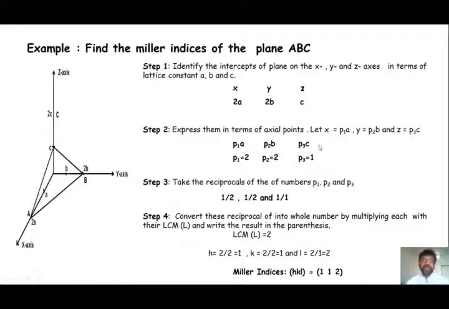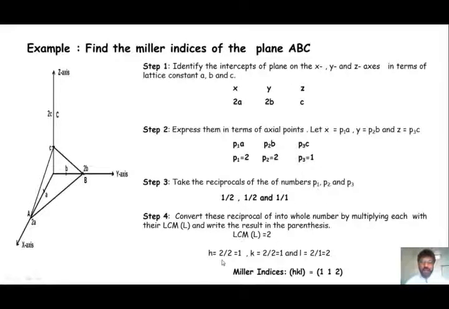Express them in terms of the axial points, that is x, y, z equal to P1A, P2B and P3C. Therefore, we get P1 equal to 2, P2 equal to 2 and P3 equal to 1. By taking the reciprocals of these numbers, we get 1 by 2, 1 by 2 and 1 by 1. Now convert these reciprocals into whole numbers by multiplying each with their LCM. The LCM of these numbers 2, 2, 1 is 2.